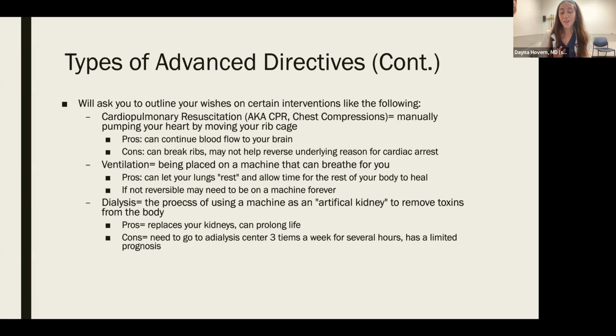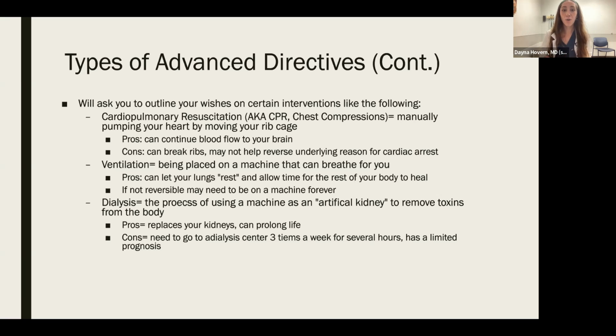So this is the part of the presentation where I broke down some of those decisions in the living will that you might need to make. One of the things they might ask you is if you want something like cardiopulmonary resuscitation, also known as CPR. This is when the medical team will manually pump your heart because for some reason it stopped beating. You've probably seen it on TV.